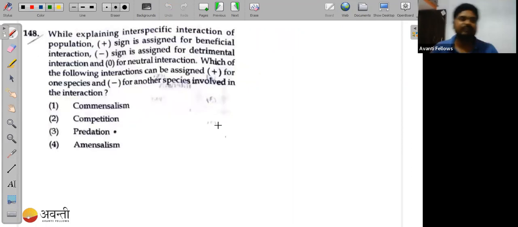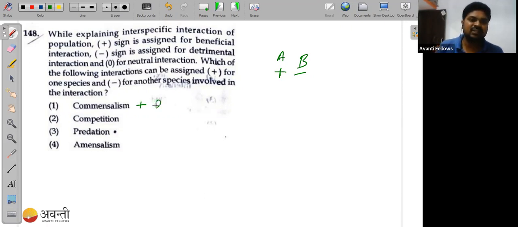Moving forward, next, while explaining the interspecific interaction of the population, plus sign is assigned for beneficial interaction, minus sign is assigned for detrimental interaction, and 0 for neutral interaction. Which one of following interaction can be assigned plus for one species? So they said plus for one species and minus for next species. Okay, so whenever we talk about commensalism, commensalism means plus and 0. Matlab one species is benefited, other has no benefit, no loss.